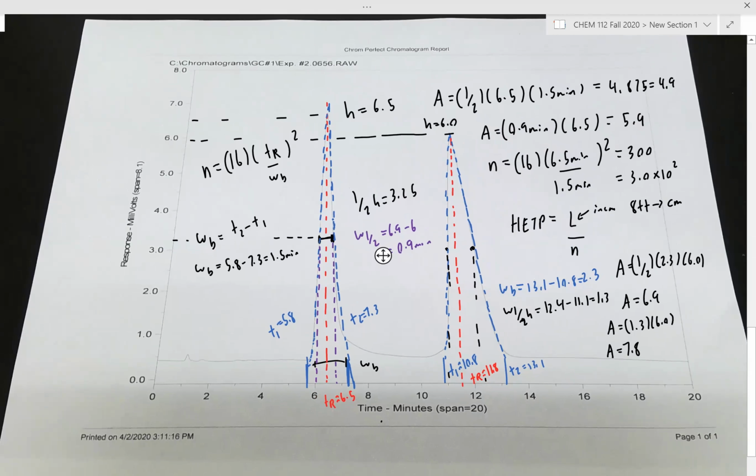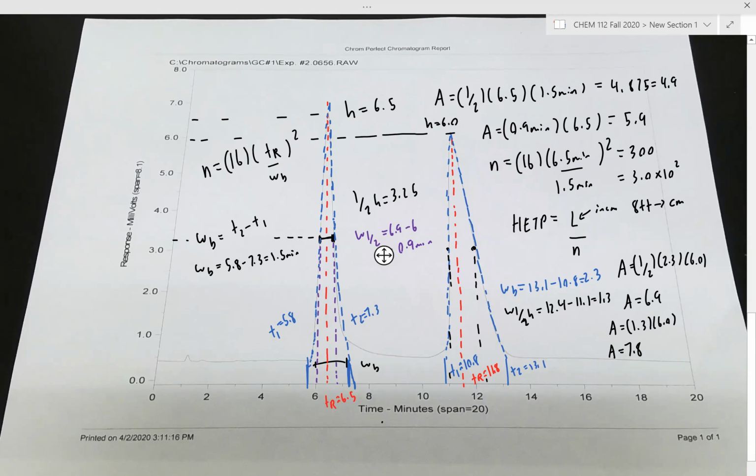So now that we have each of our peak areas, we can calculate our area ratio. If I label this as peak 1 and peak 2, A1 over A2 would be calculated to be 4.9 over 6.9, which gives us an area ratio of 0.71. And I'd like you to compare this area ratio to the mass ratio of isolated compound.